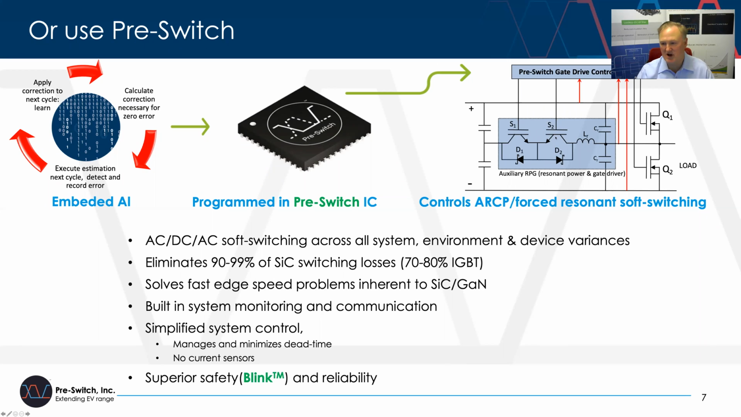The diagram to the right shows the forced resonant soft switching architecture known as an ARCP, invented by some engineers at General Electric. What we do is use AI to control the timing between S1, S2, D1, and D2 to ensure that there's 0 volts across both Q1 and Q2 at all times, at all switching cycles, both turn on and turn off. To do that, we do the analysis on a cycle-by-cycle basis so that we're always adjusting on the fly for every cycle.